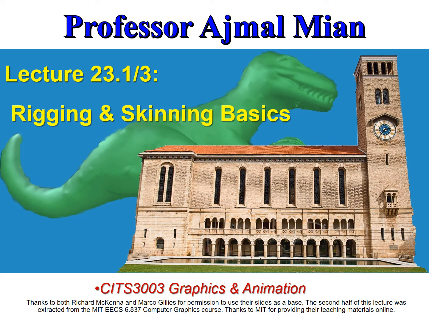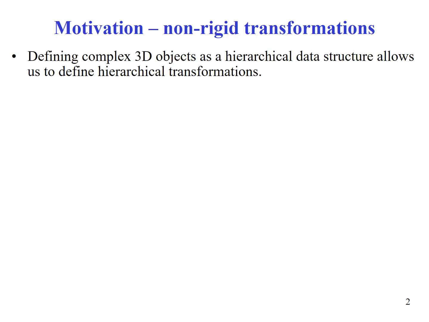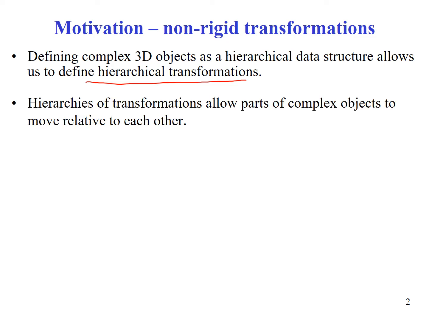This is the final lecture of this unit, where we study two important concepts in performing animations in computer graphics. These concepts are rigging and skinning. Defining complex 3D objects as a hierarchical data structure allows us to define hierarchical transformations. Hierarchical transformations allow parts of objects to move relative to each other.